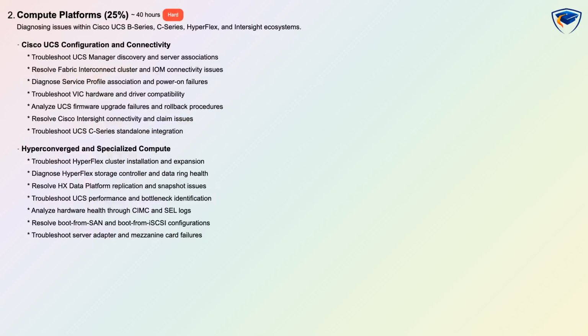Domain compute platforms is 25%, rated hard, with an estimated 40 hours of learning and hands-on plus conceptual assessment. This domain focuses on Cisco UCS B series and C series, HyperFlex and Intersite ecosystems, teaching you to troubleshoot UCS manager discovery and server associations and resolve Fabric interconnect cluster and IAM connectivity issues.